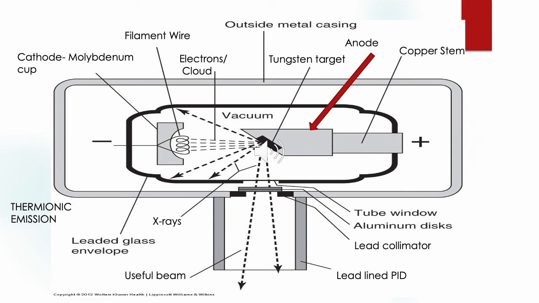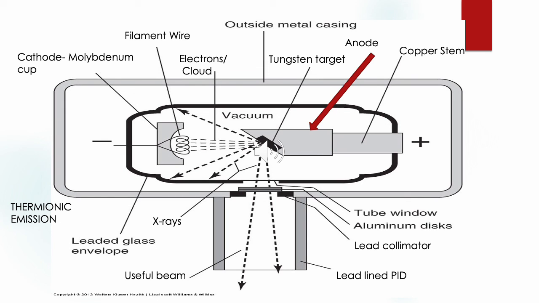Here's our X-ray tube within our X-ray tube head. Our tube head is lead-lined for protection. X-ray tubes consist mainly of two parts, a cathode and an anode. In that cathode, we have our filament wire embedded in a molybdenum focusing cup. It is negatively charged. Across from that is our anode. Our anode is a tungsten target that's embedded in a copper stem because copper is a good conductor of heat.